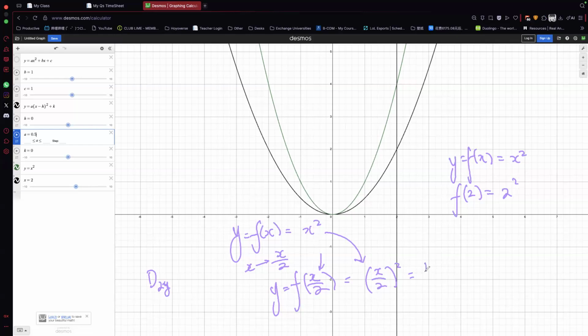When I expand it, what does it become? 2x on 4? 2x on 4?